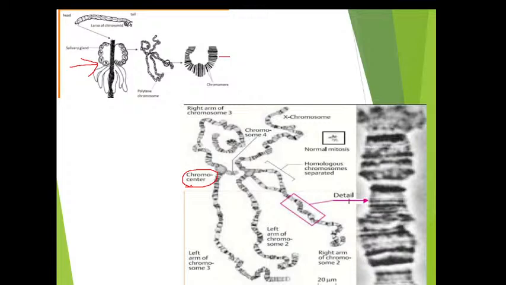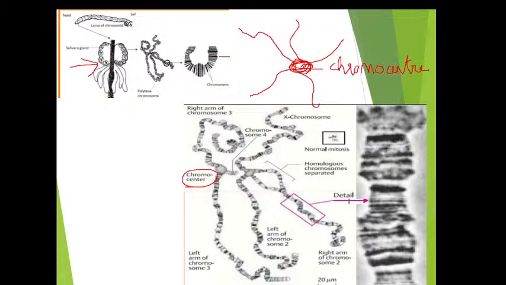So in the case of the polytene chromosome, instead of the centromere, we use the term chromocenter. And the arms of the chromosome seem to arise from the chromocenter. See, this is the chromocenter, and from the chromocenter arise the arms of the chromosomes. The arms of the chromosome arise from the chromocenter.